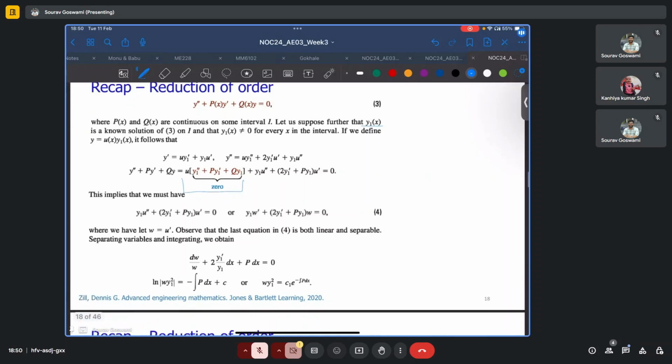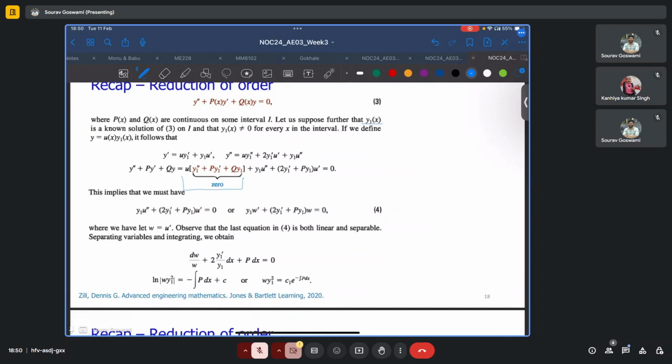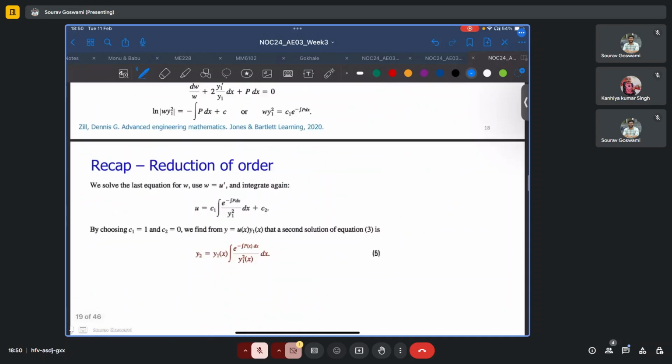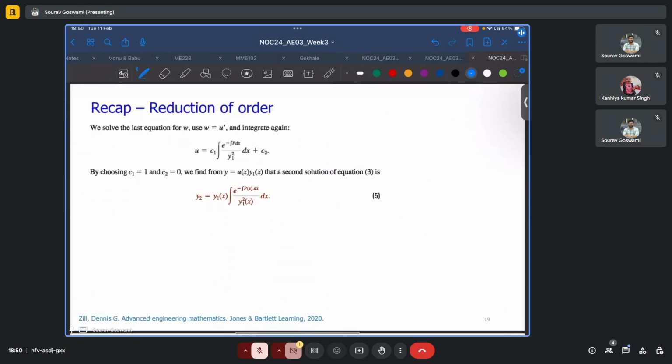And then we have the substitution w equals u prime, or w prime equals u double prime, so that what was originally given to us as a second order differential equation, we now substitute and make it into a first order differential equation in order to solve it more easily. The u prime term simply becomes w and so on. So in essence, we have reduced the order of the differential equation by one.